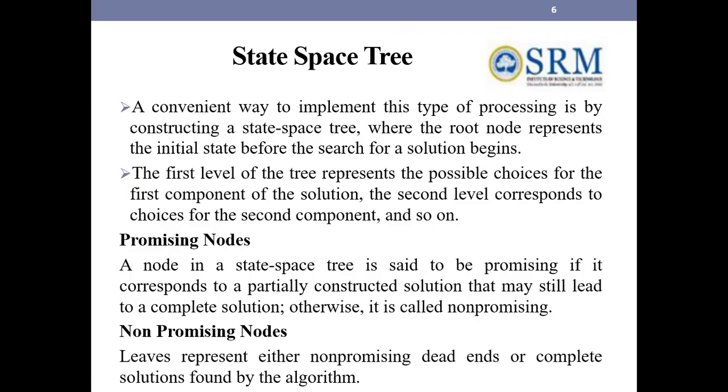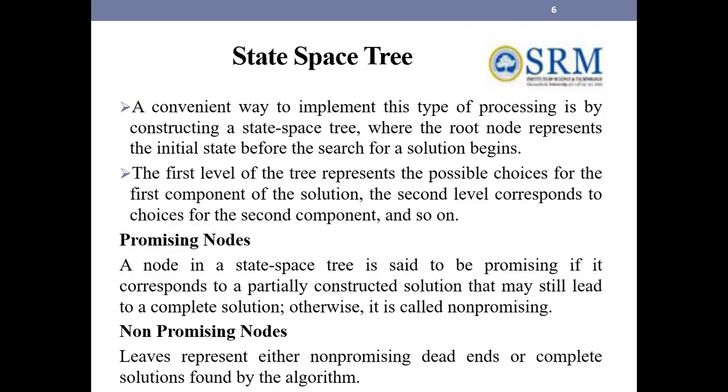So what is a promising node and a non-promising node? If a node in a state space tree leads to a solution, that is called a promising node. If the node does not lead to a solution, that is called a dead end or non-promising node. A node that cannot be explored to the next level to find a solution is called a non-promising node. In a state space tree, the root node is the initial solution. The leaf nodes are either a solution or a dead end. Intermediate nodes are intermediate solutions to the problem that can be explored to the next level.